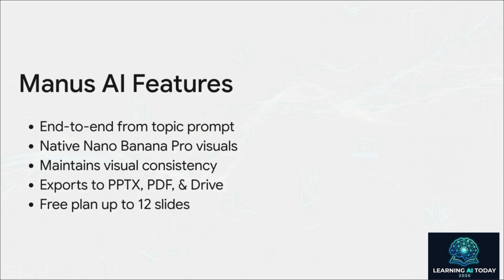Because Manus is using Nano Banana Pro natively, you are getting ultra-premium quality right out of the box, with absolutely perfect visual consistency from slide 1 all the way to slide 20. But the real killer feature here is the export workflow. It seamlessly packages this high-end output into a working PPTX, a PDF, or it just syncs it directly to your Google Drive. When you need a highly polished deck and you want to expend absolutely zero effort to get it, this is for sure the tool you want.